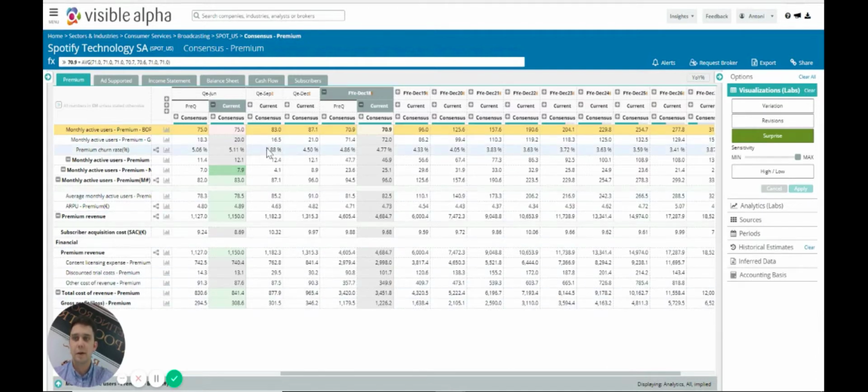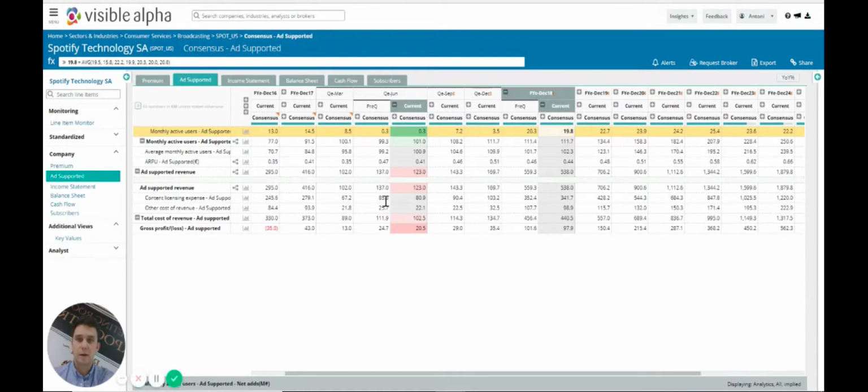Let's now have a look at the ad-supported business. So here we are again, pre-Q and current, surprise analysis filter applied. We can see it's a slightly different story. So the key metrics, revenue, surprise on the downside, same for revenue per user, again down from 47 cents to 41. In this case, the company quoted GDPR in Europe especially, and the restrictions that it puts on their ad-supported business.